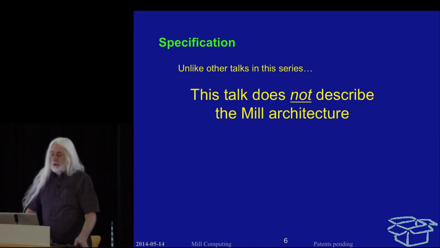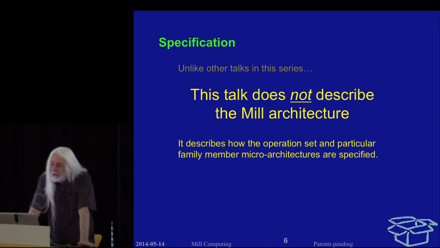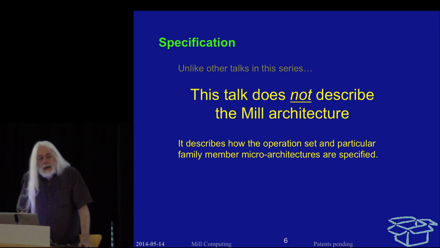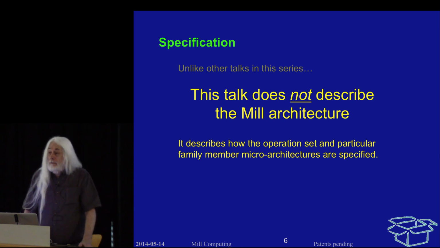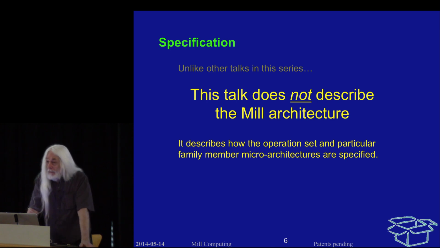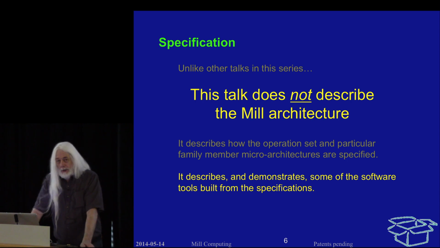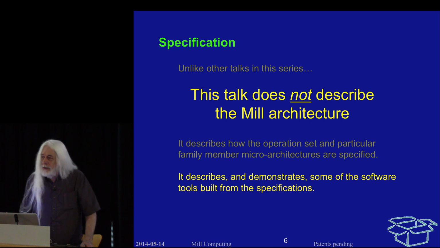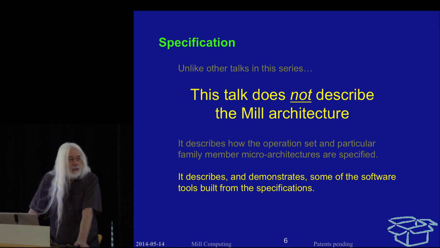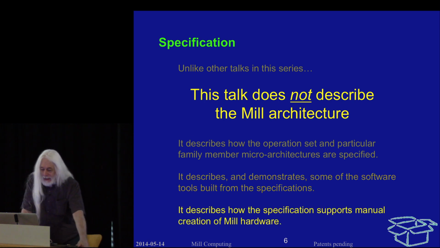Unlike other talks in this series, this talk does not talk about the architecture itself. Instead, it describes how the operation set and the individual family members, the Mill is a family in the sense that the System 360 was a family of compatible machines, how the family architectures are specified. It will describe and demonstrate some of the software tools. Because of the peculiarities of the machine, some of those tools are not quite familiar to you, I suspect, but by the end of the talk, you should find them more comfortable.